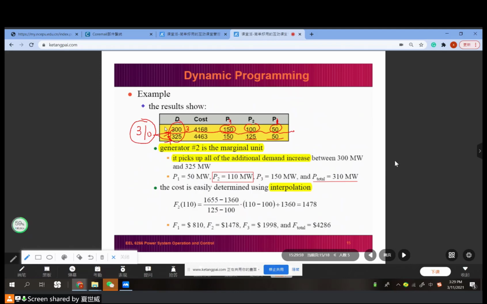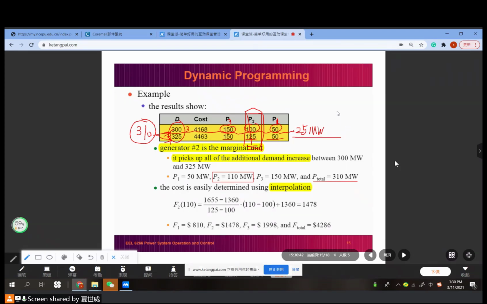So based on this, can you give me some observations? Of course, for 300, P3 150, P2 100, P1 50. For this 325, P3 150, P2 125, P1 50. So that means for this increase of 25 megawatt, you only have to change P2. Yes, P1 and P3 are kept constant. You have to change P2 to support the 25 megawatt.